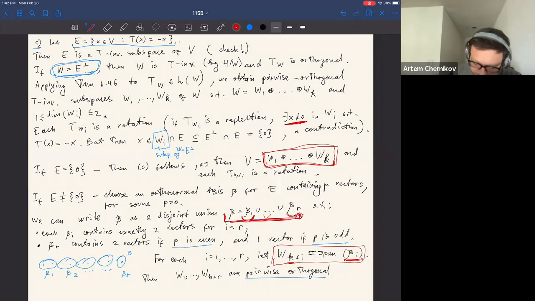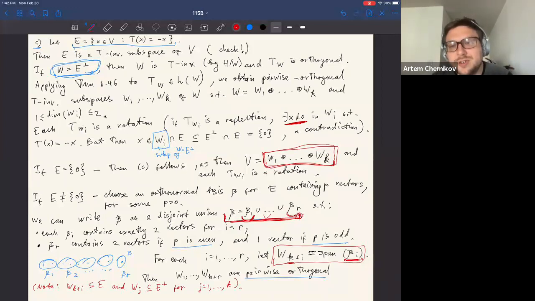And all of them live in E, so all of these are subsets of E. Note here that WK plus I is a subset of E. And remember that W was the orthogonal complement, so WJ is contained in E orthogonal complement for J between 1 and K. So we see that each of the new subspaces is orthogonal to each of the old ones that we had before. So this means all of them are pairwise orthogonal. You have to check these two cases, but we get that they're all pairwise orthogonal. This is good already.